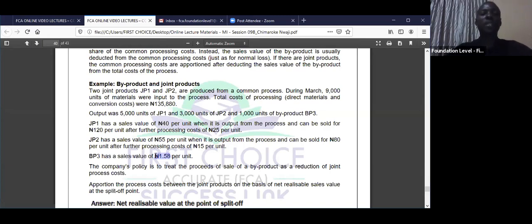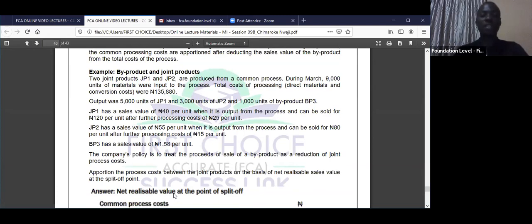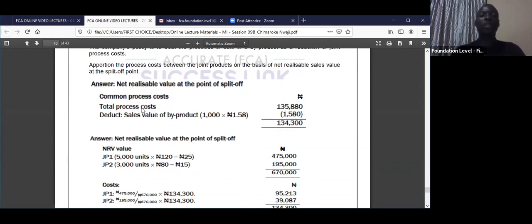1.58 per unit. The company's policy is to treat the proceeds of sale of a byproduct as a reduction of joint process cost. That is the main thing to do. Apportion the process cost between the joint products on the basis of net realizable value at split off. They told us the method to use. What is the net realizable value? What we will do is look at the common costs. The total process costs is 135,880, we are told. Now, what is the value of the byproduct? We are told that 1,000 units of byproduct was made. Look at the selling value.